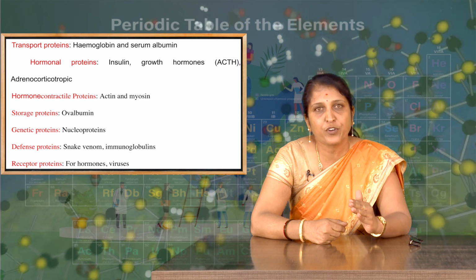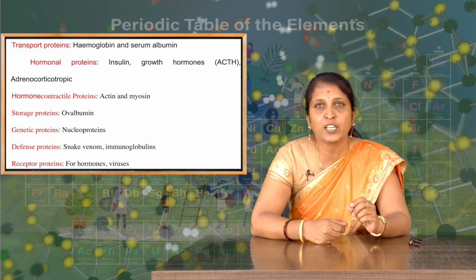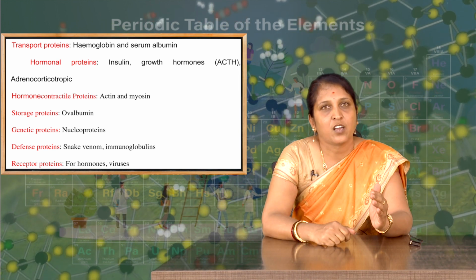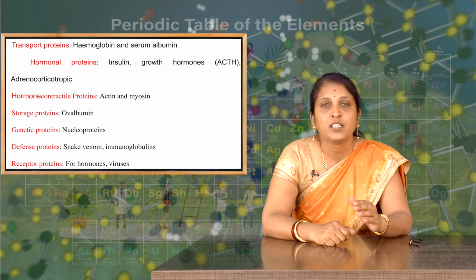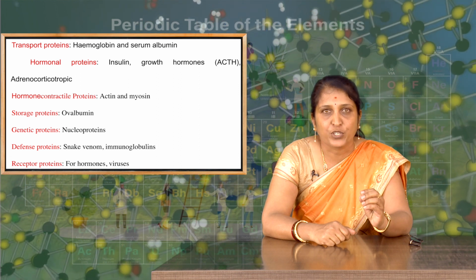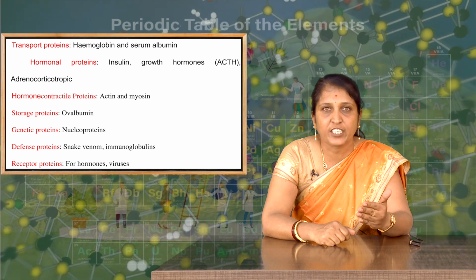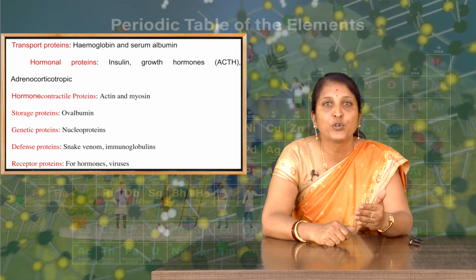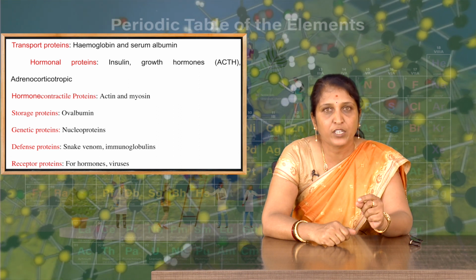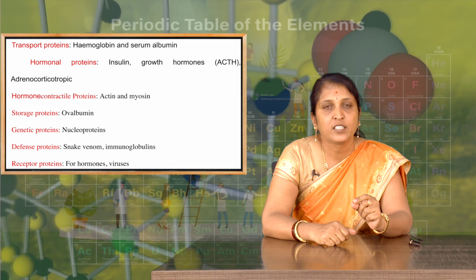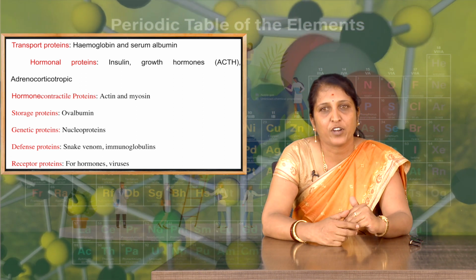A very important functional group of proteins is hormonal proteins. It includes insulin, growth hormones. Next, contractile proteins include actin and myosin. Next one is storage protein. It includes ovalbumin. Next one is genetic proteins. It includes nucleoproteins. Defense proteins include snake venom and immunoglobulins. Last one is receptor proteins. It includes hormones and viruses.